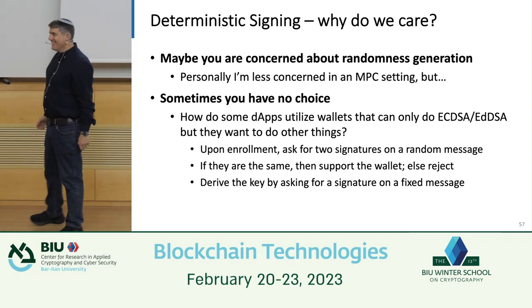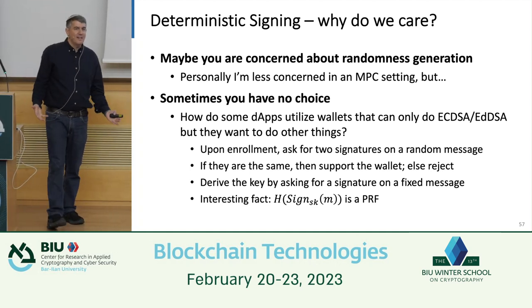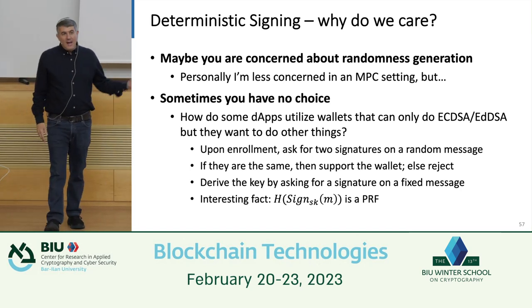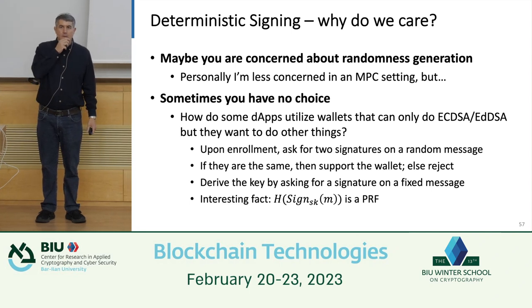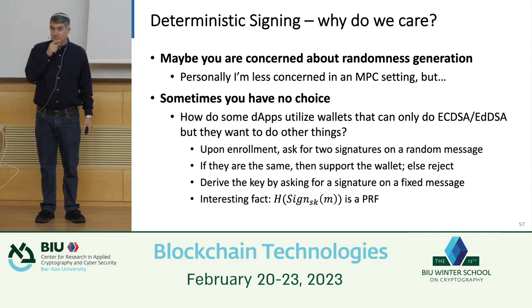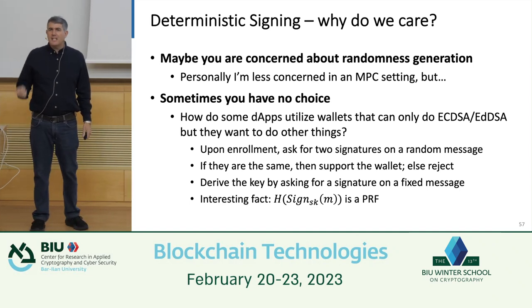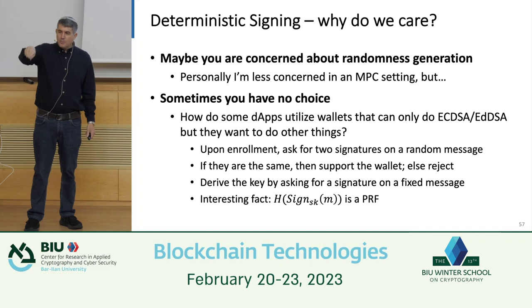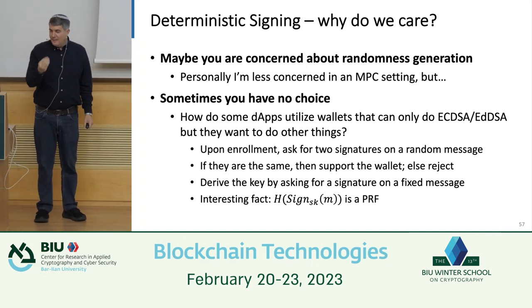Okay, there you go. And the interesting fact, which by the way is a great exercise in an undergrad cryptography course, is that the hash of a signature is actually a PRF. It's even a VRF if it's unique. But that's when we give it without the hash, that's pre-hash. The proof is the signature. Cool, I didn't know that. Thank you. Took 1 second.